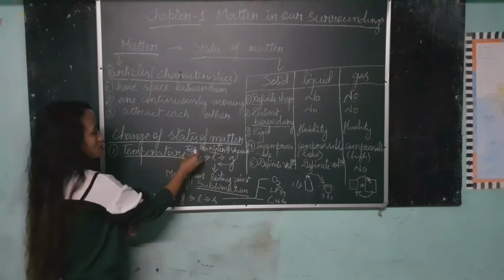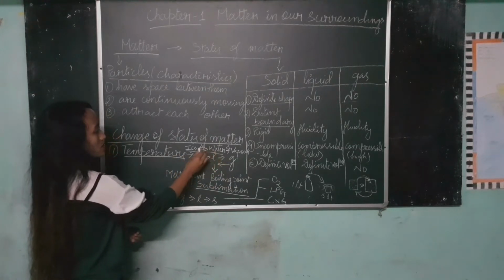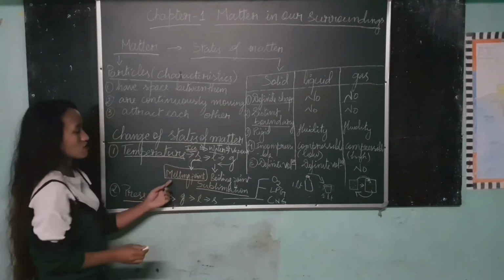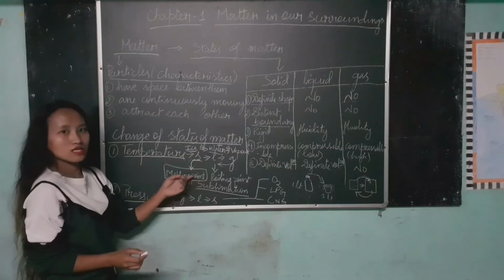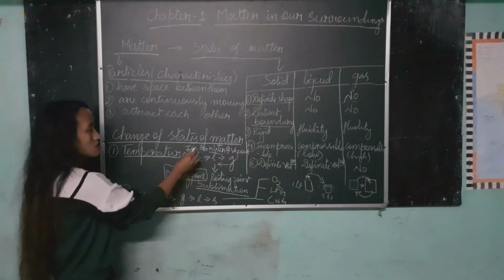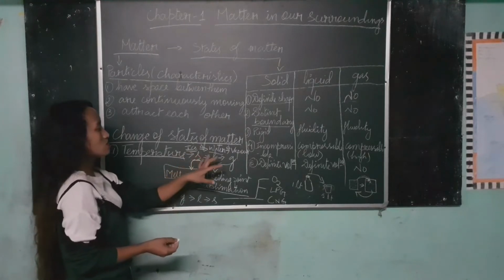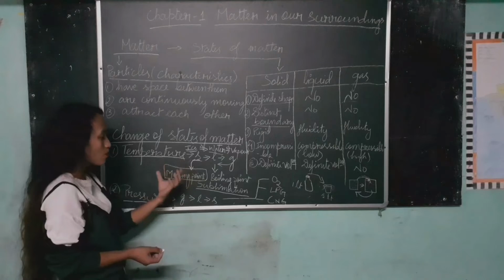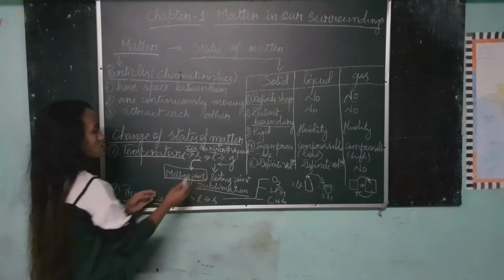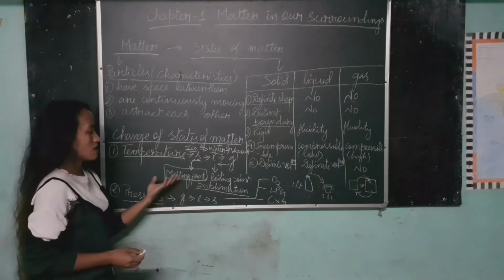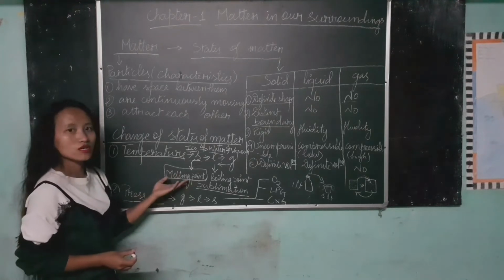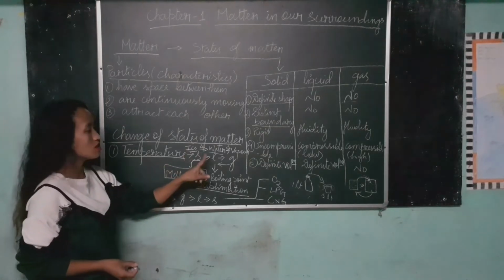How ice is changed into water when we apply heat is because a point has been reached, which is called the melting point. And at this point, the amount of heat required to change this solid into liquid is reached. And that is called the latent heat of fusion. Latent heat of fusion means the amount of heat required to change 1 kg of solid to liquid.